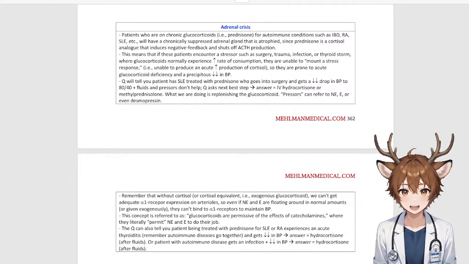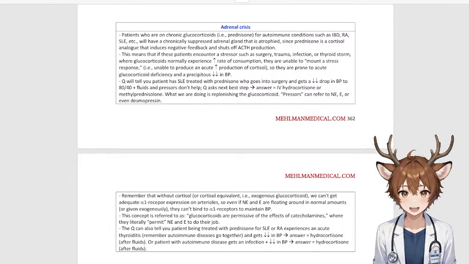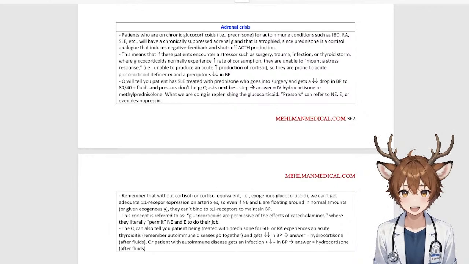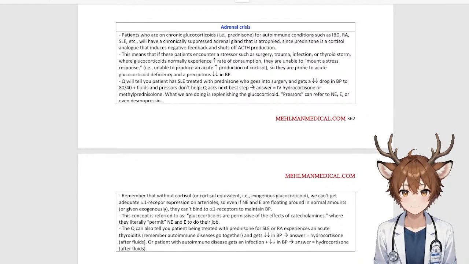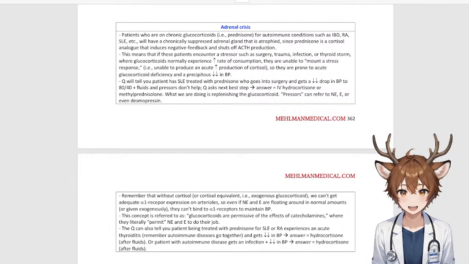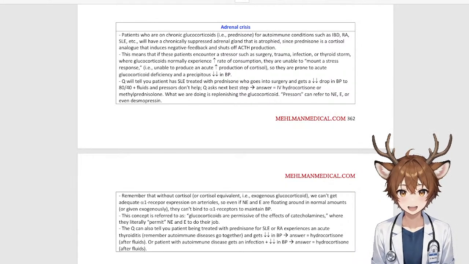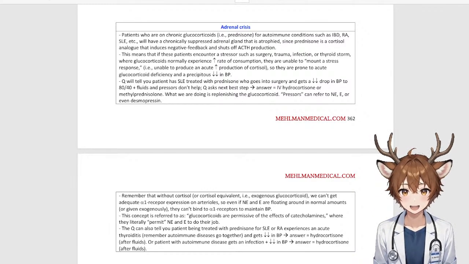decline in blood pressure. The question will tell you a patient who has lupus, specifically SLE, treated with prednisone, who goes into surgery and gets a significant drop in blood pressure to 80 over 40, plus fluids and pressors don't help. The question will ask the next best step. The answer would be IV hydrocortisone or methylprednisolone. What we are doing is replenishing the glucocorticoid. Pressors can refer to norepinephrine, epinephrine, or even desmopressin.